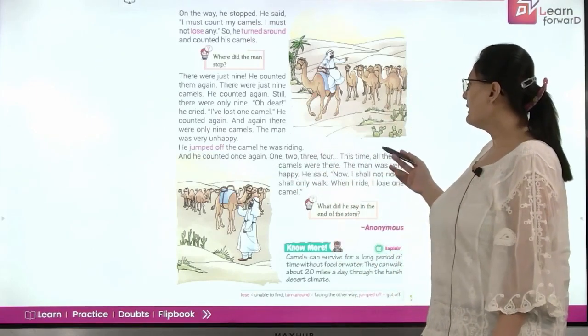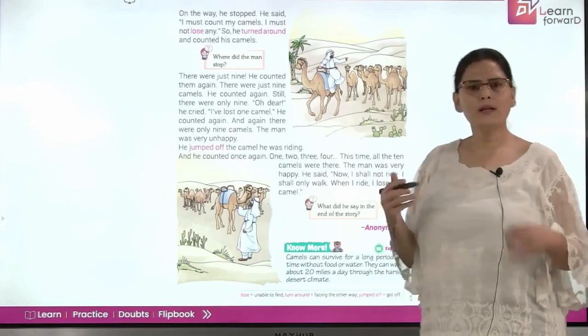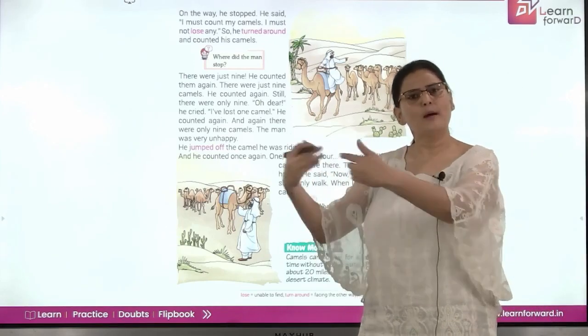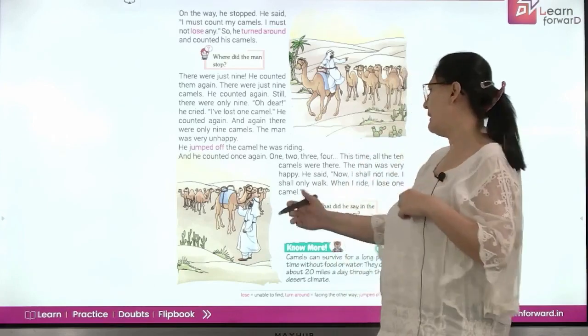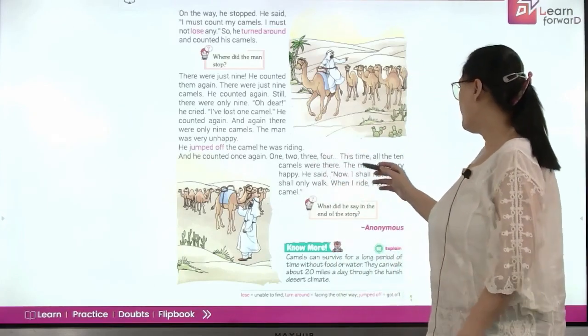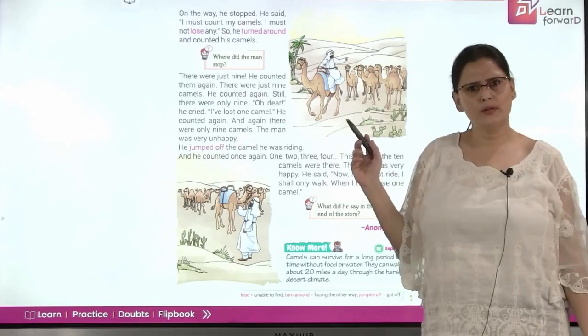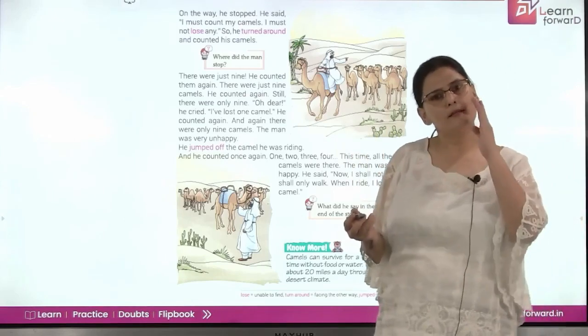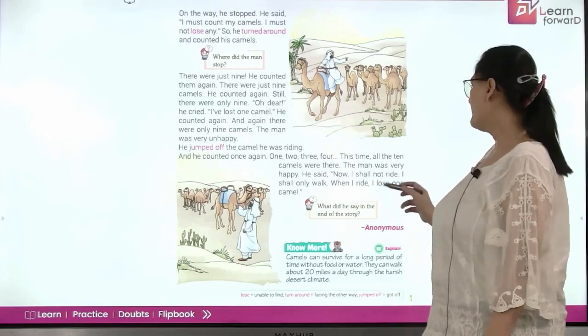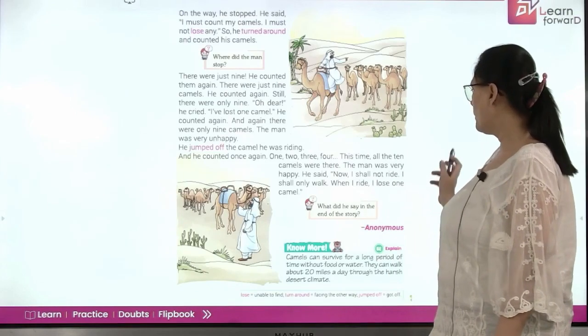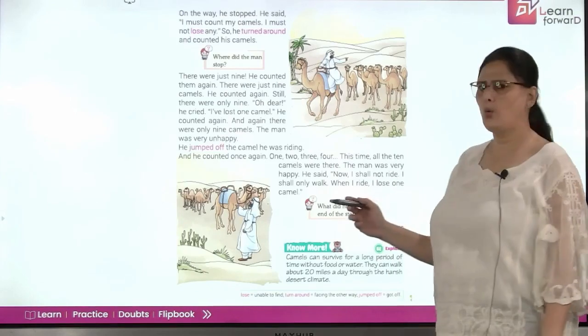He jumped off the camel he was riding, and then he counted the camels again. 1, 2, 3, 4. This time all 10 camels were there. Why? Because he was missing the one on which he was sitting. The man was very happy. He said, now I shall not ride, I shall only walk. When I ride, I lose one camel.